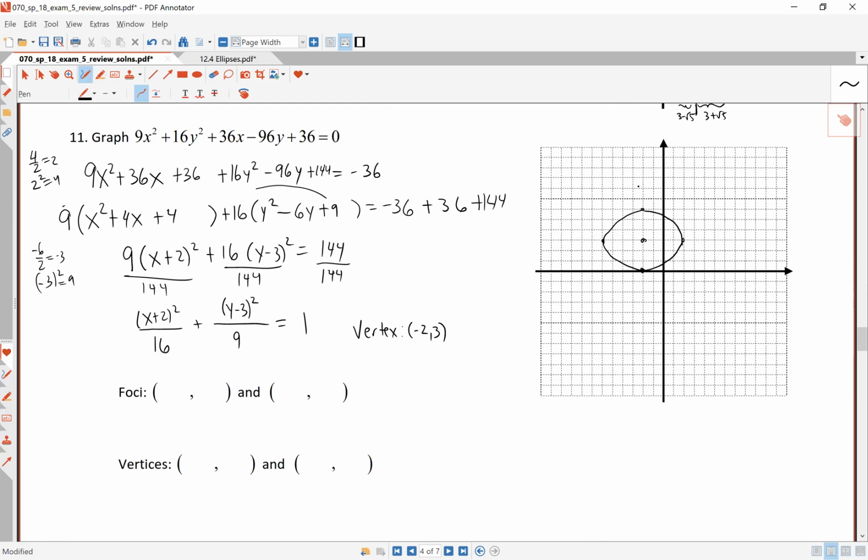The vertices are on that major axis, which is horizontal. They're both at a y value of 3. And we started at -2, and we went 4 to the left of that, which puts us at -6. And we went 4 to the right of that, which put us at 2.